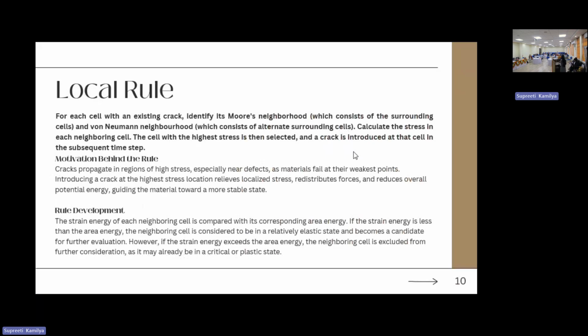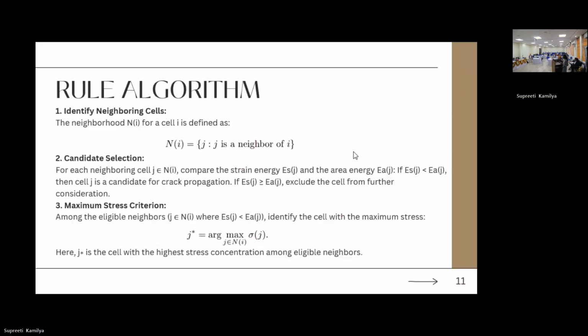Instead, the material might undergo failure catastrophically. So we introduce another criterion: to even be eligible for further filtering, such as the maximum stress condition, we'll first have to choose which cells have strain energy lesser than the area energy. Later, out of those cells, we'll consider which cell has the maximum stress. So this is simply the mathematical expression of the rule that I just explained.